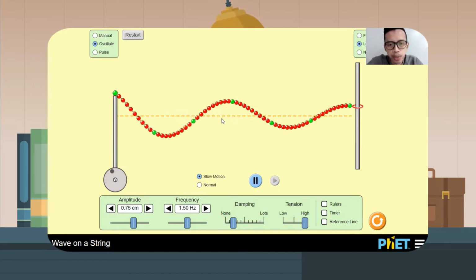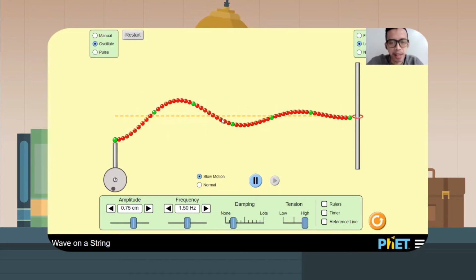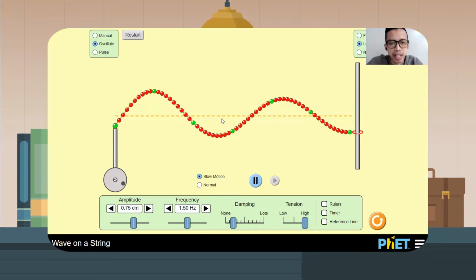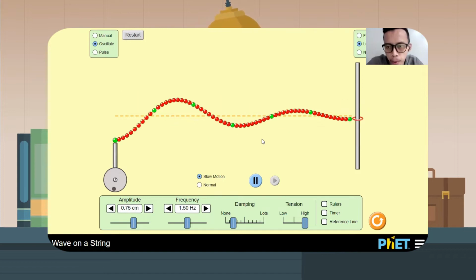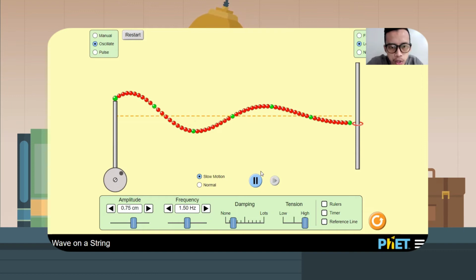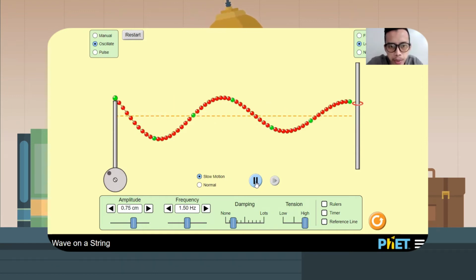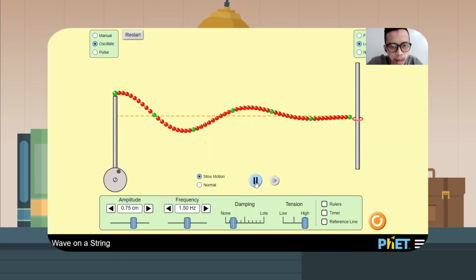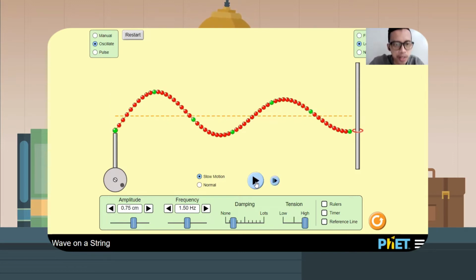The first quantity that you have to understand here is the displacement. To understand that, I will pause the wave. Right now, you see, displacement is actually the distance from a point of the wave to its equilibrium position. Let's say I pick this green ball, this green particle.